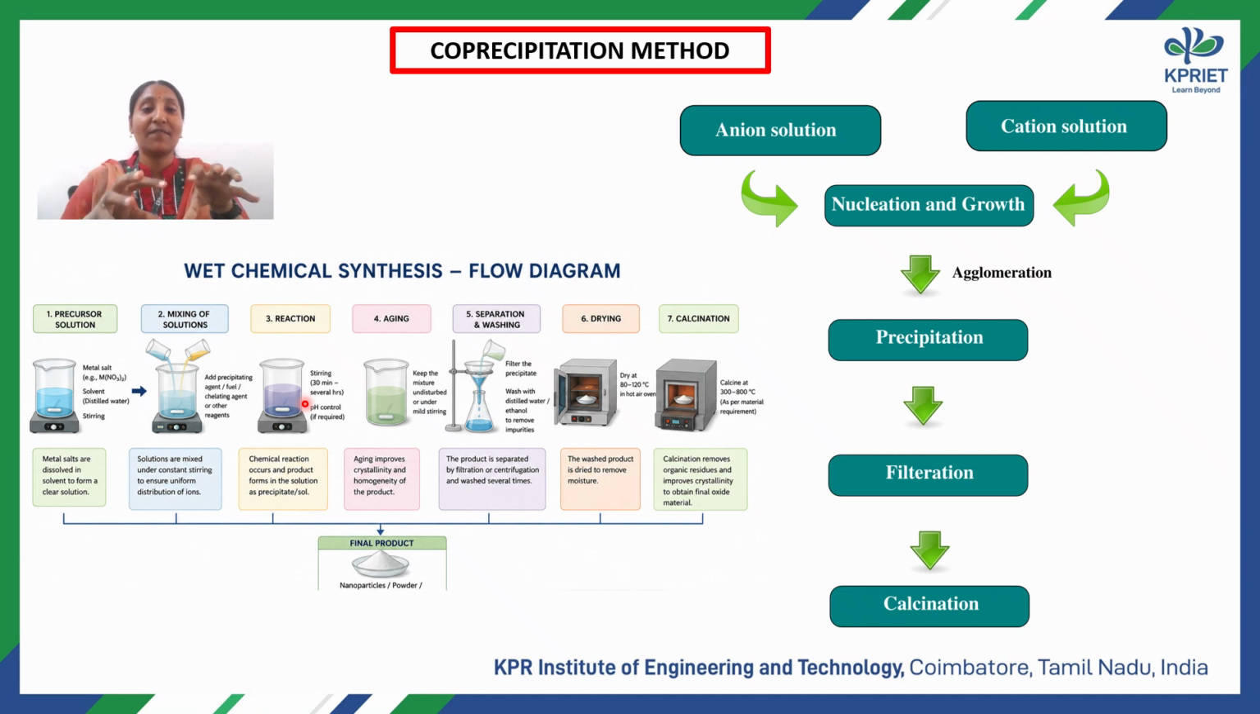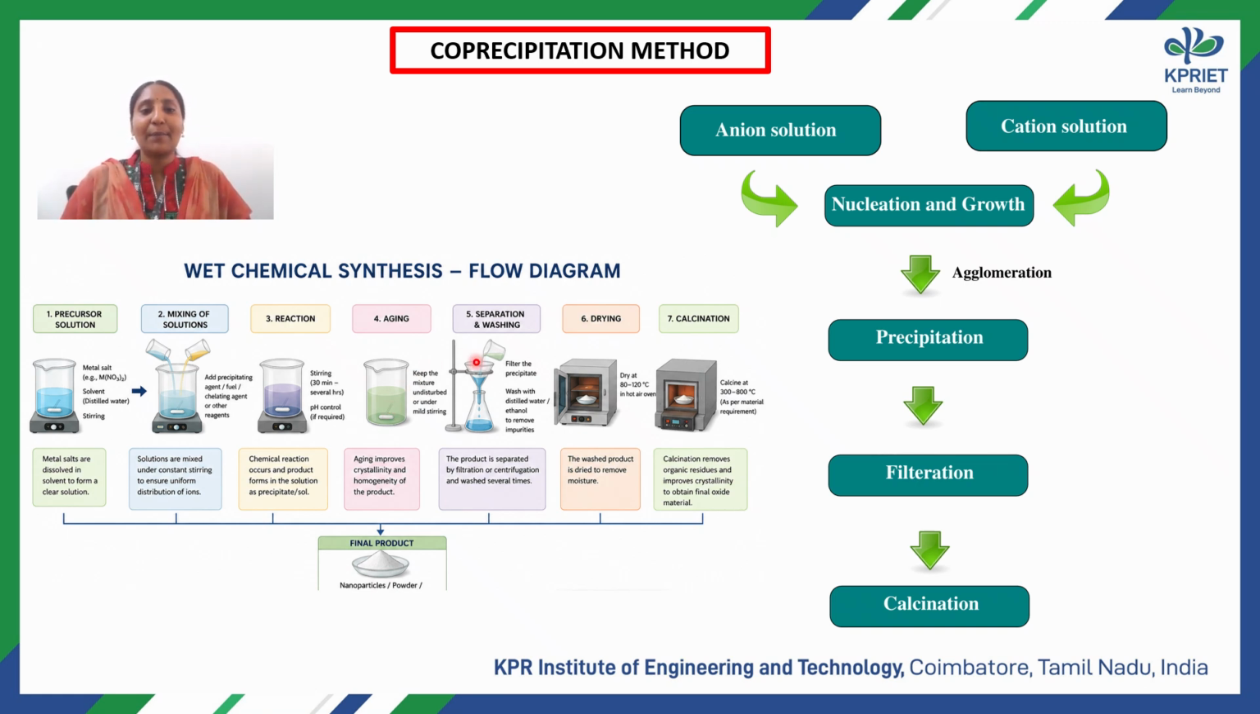In this stage, we have to maintain important parameters like pH, temperature, and concentration, which are to be controlled. So next comes aging, when the mixture is kept undisturbed or mildly stirred for some time. So we give some period of time for aging. It helps to improve the homogeneity and crystallinity of the product.